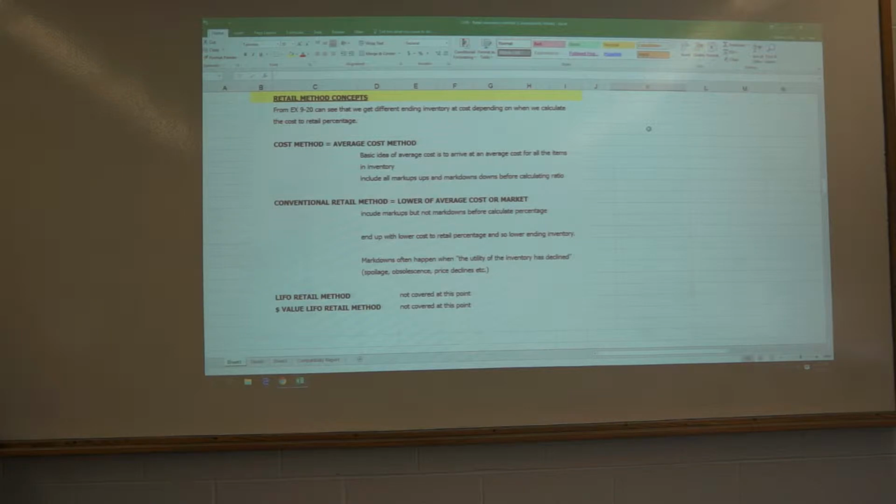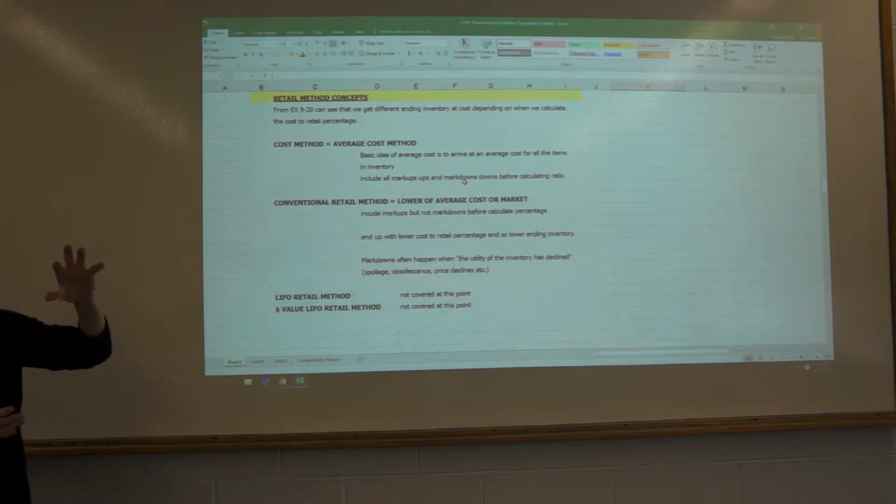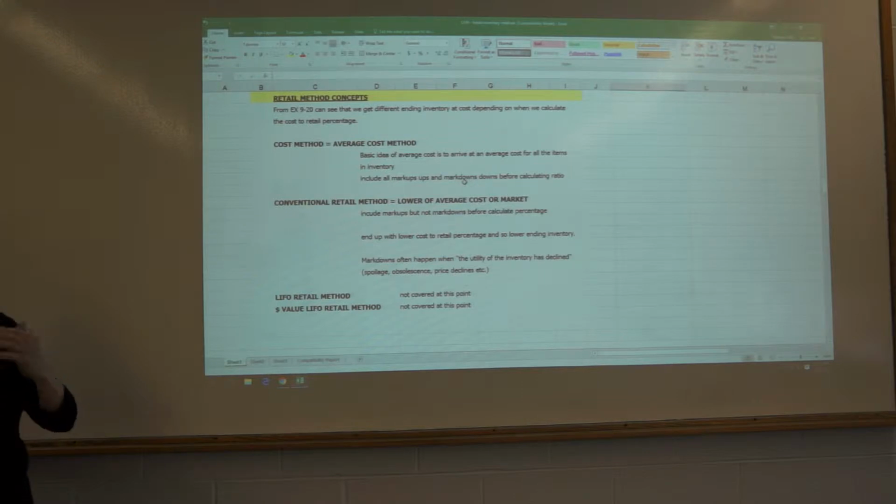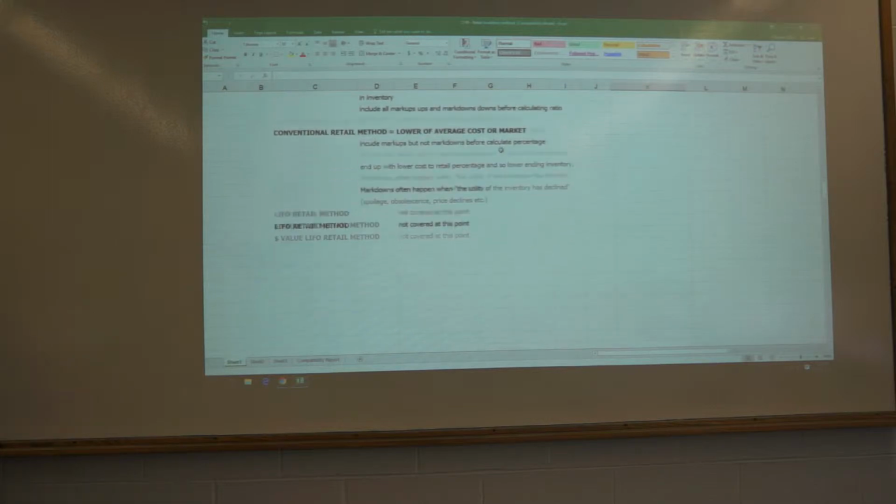Okay, so with the cost method, the average cost method, you're going to include both your markups and your markdowns before you compute the percentage. With the conventional method, which is the lower of cost or market, you're going to include your markups, but not your markdowns, before you compute the percentage. Okay, so let's just see how this works.